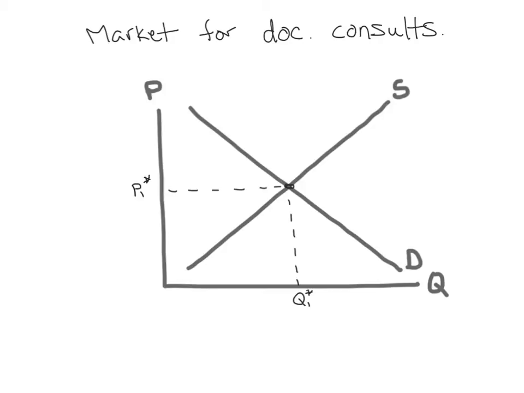In the previous example, we saw that an increase in the supply of doctors in the market for doctor consultations would lead to a new equilibrium where there are more consultations done overall, so we have a higher Q star in equilibrium, and the cost of a doctor's consultation would be lower, so P star 2 would be lower than P star 1. Now, how might that answer change if we have a more inelastic demand for doctor consultations?